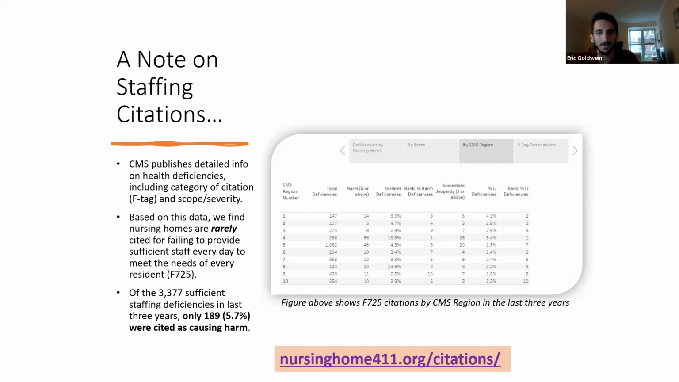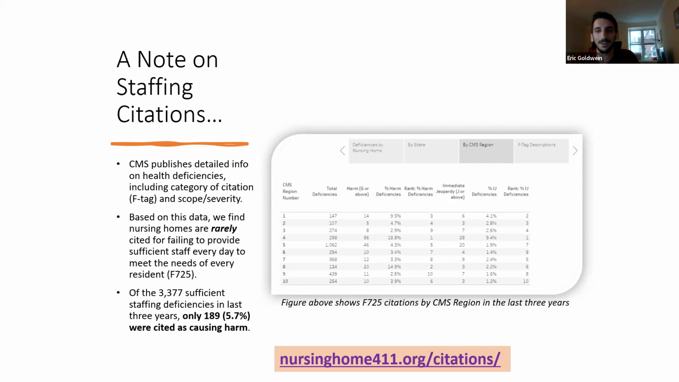This is F725, a facility that fails to provide sufficient staff every day to meet the needs of every resident. And what I found was in the last 3 years, there's been 3,400 of these citations, which is not a lot. But of those 3,400, only 189, 6%, were cited as causing harm. That's not a lot. I'm sure if we surveyed the people in this audience, we could come up with 200 examples of citation of insufficient staffing that cited harm. So I just want to leave on that note.